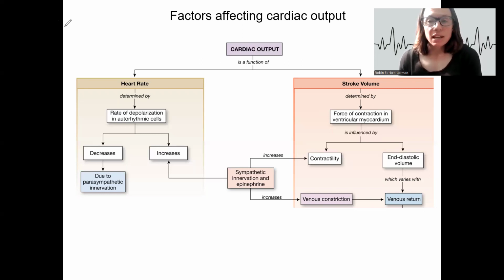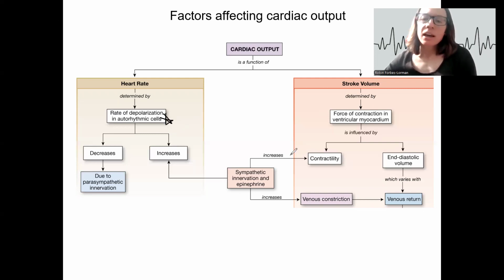This image shows the same thing I showed at the end of the last video: the factors that affect cardiac output. And I said we're going to be focusing on changes to the depolarization of pacemaker cells and contractility. So those are two big ones that I will do in future videos.